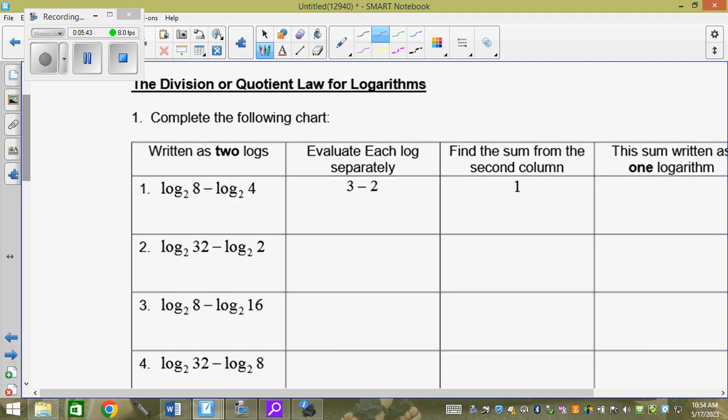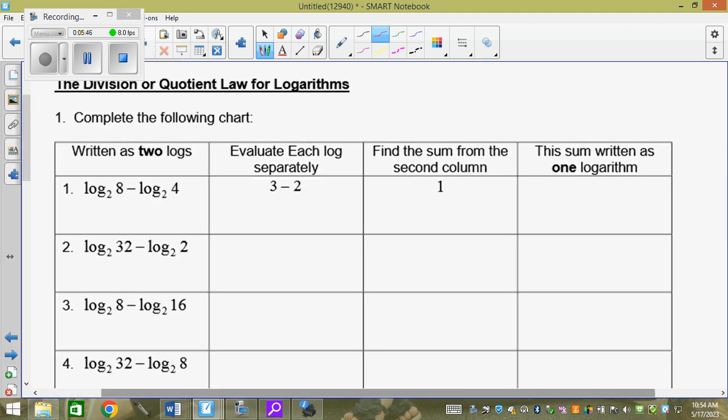Okay, we're going to not do all of these as well. So here we have log base 2 of 8 is 3. Log base 2 of 4 is 2. 3 minus 2 is 1. Now what do we speculate if I have a minus 1 in front? This 4 is going to go where?